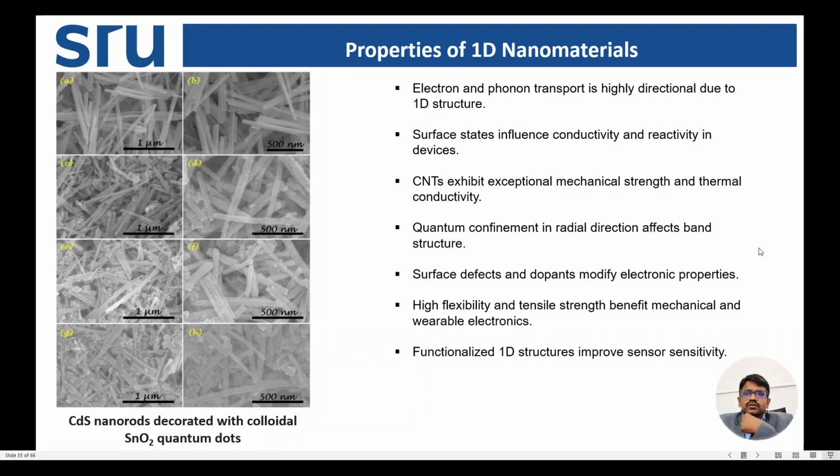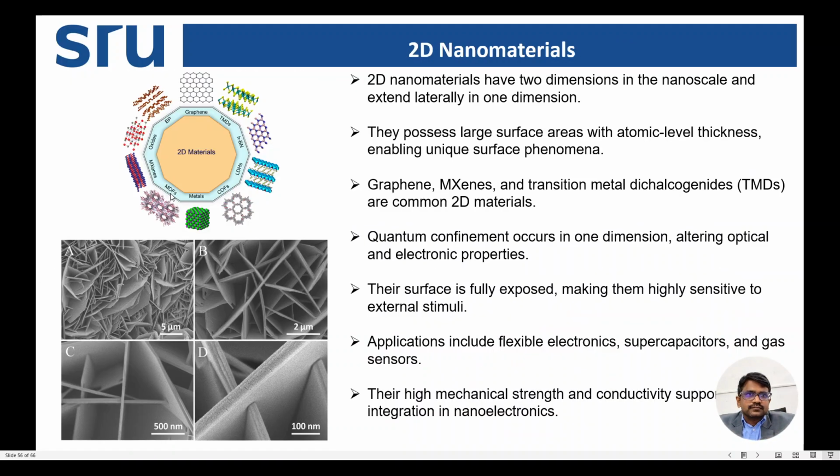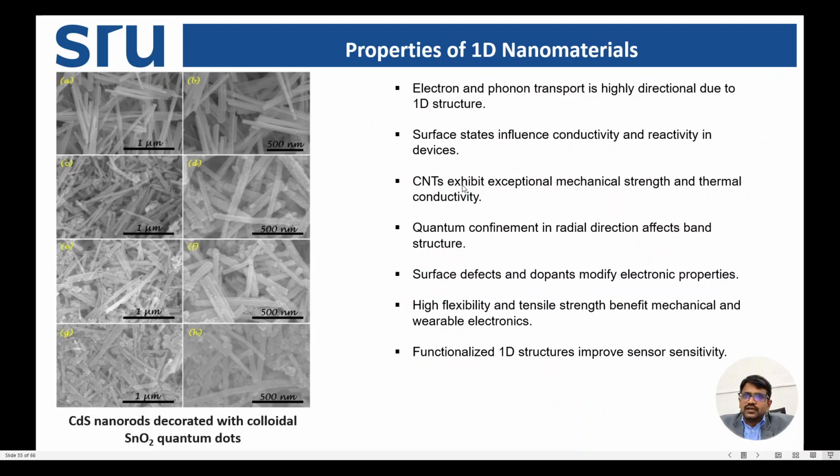Then coming to properties of one-dimensional nanomaterials. These are the nanorods, CdS nanorods, and also you can see agglomerated particles, which are quantum dots. I have prepared these CdS nanorods along with SnO2 quantum dots for photocatalytic application. First we will discuss the properties, then we will discuss this image.